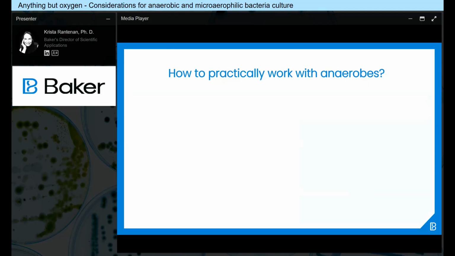What we haven't heard yet is how to practically work with anaerobes and how we practically can ensure that the workflow isn't only anoxic, okay? It's actually precisely controlled to be so and monitored.